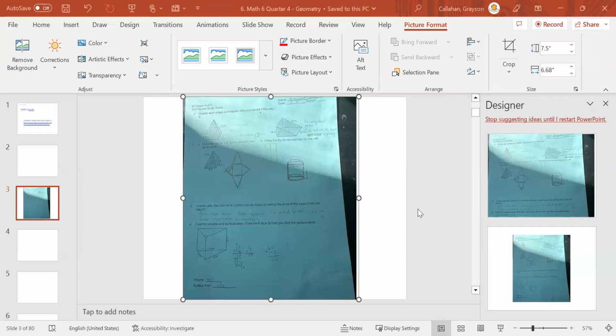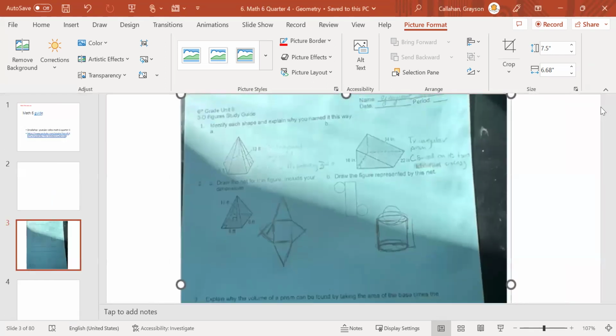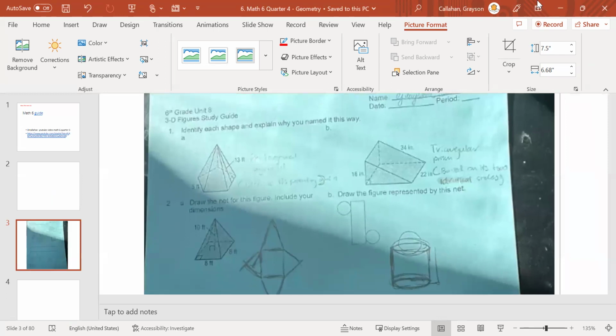Okay, so this is week 4, Wednesday, quarter 4, math 6 on geometry. And today we're going to go over what the net looks like and then also surface area and perhaps volume of 3D figures. All right, question number 1. Go ahead and read it, please. Identify each shape and explain why you named it.